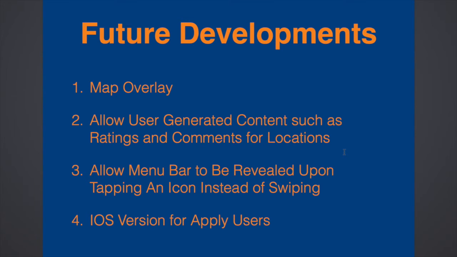And another possible feature that we thought might increase the usability of this app is to allow the menu bar to be revealed upon tapping a typical menu icon, the three lines, instead of using a finger swiping movement. Because, to be honest, for first-time users, it might not seem obvious that they can access the menu by swiping the screen from left to right. Also, sometimes swiping the screen can cause the map camera to shift instead of revealing the sidebar, which can be rather annoying and inconvenient at times.